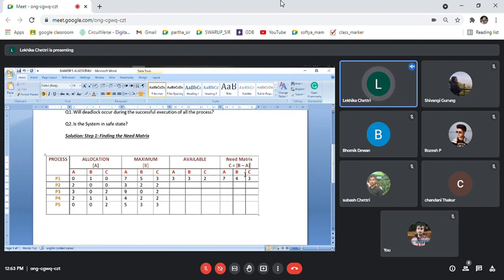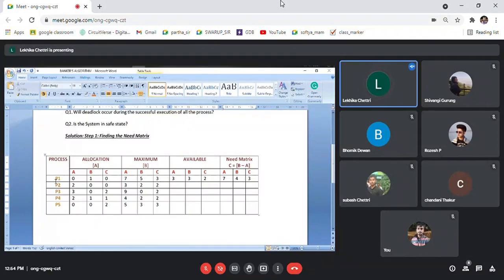What does the need matrix algorithm say? First, compare: if you have this RJ, compare if RJ is smaller than or equal to allocation. If yes, call the need matrix algorithm, wherein you will perform B minus A. So 7 minus 0 is 7, 5 minus 1 is 4, and 3 minus 0 is 3.